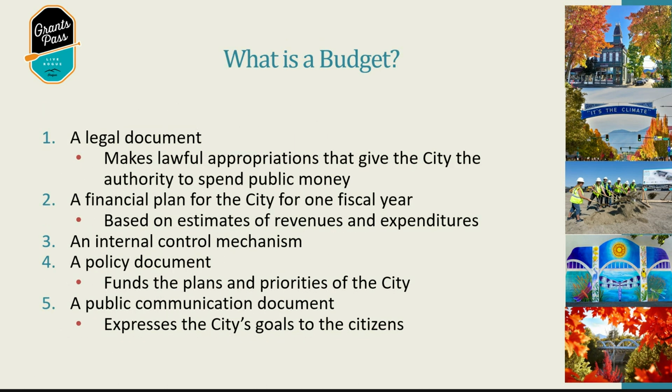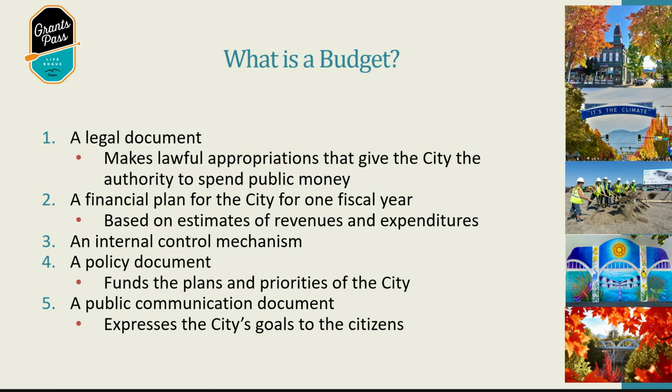So what is a budget document, and what is the budget? It really is a legal document. It makes lawful appropriations that give the city the authority to spend public dollars, which is extremely important. One of the most important things that a city council does is to ultimately adopt a balanced budget. It is a financial plan for the city for one fiscal year. Some cities do multiple years, but for the city of Grand Rapids, we do one fiscal year, and we do have projections into the future for a following second year.